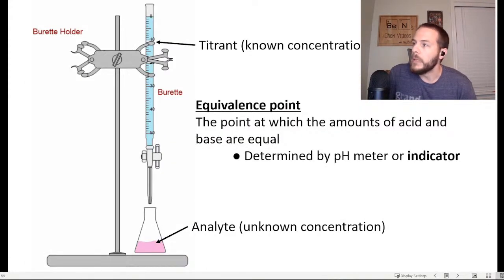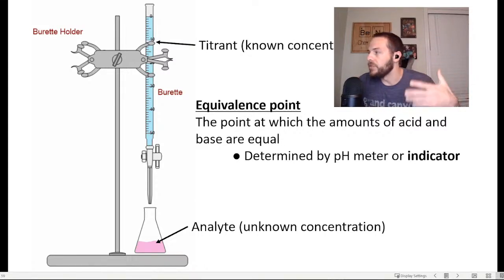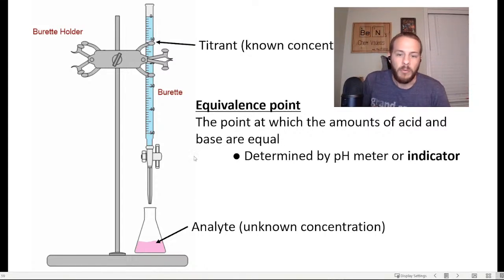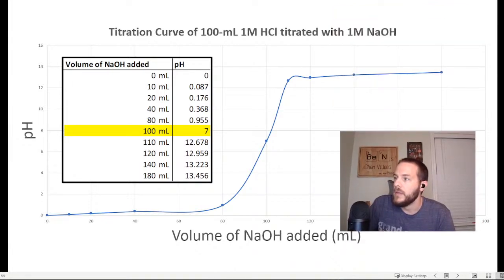There's another term that's valuable to us in the context of titrations. It's called equivalence point. That's the point where the amount of acid and base are equal. The moles of base is equal to the moles of acid. And how do you know when the reaction has reached its equivalence point? Well, you can use either a pH meter or an indicator, which is a substance whose color depends on the pH.